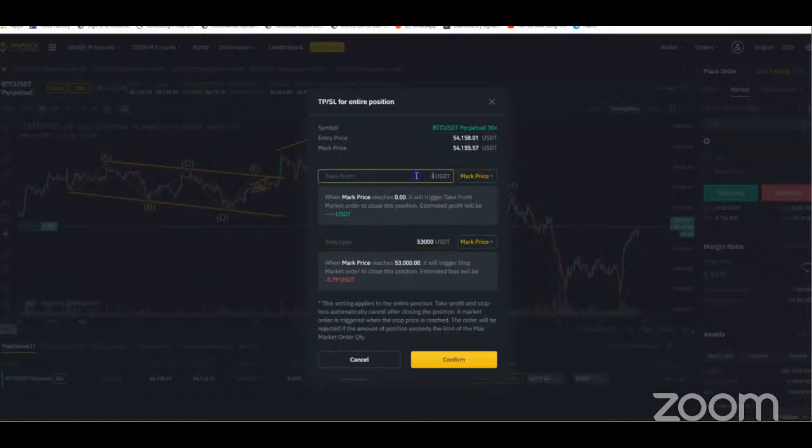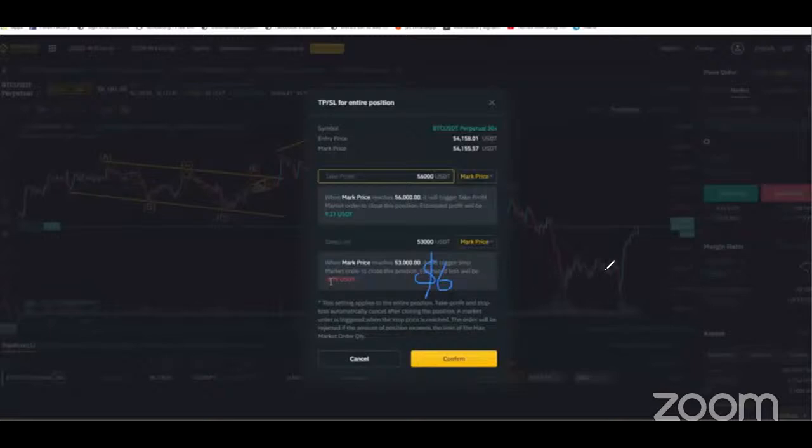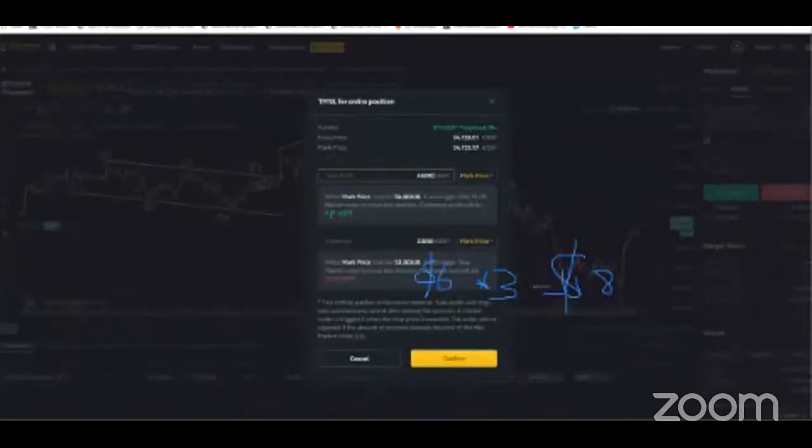So I'm going to set this to 56,000. You can see that when you set it to 56,000, it is just $9. Now, if you take your calculator, you'll see that for you to get a 1 to 3 risk reward, you need to multiply this 5.7, whatever your risk is, by 3. If we approximate it to 6, then 6 times 3 is 18. That means our target needs to be about twice the amount that we are putting right now.